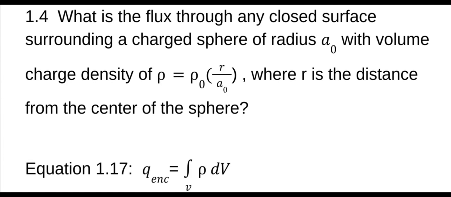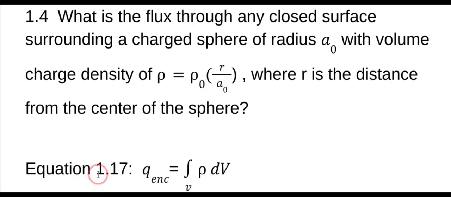Okay, here's another charge density problem. What is the flux through any closed surface surrounding a charged sphere of radius a naught with volume charge density? Now remember, we've done a surface charge density, which is area. We've done a line charge density. Now we're going to do a volume charge density. And he gives you a function where r is the distance from the center of the sphere. So what is the flux through this variable charge density as a volume?